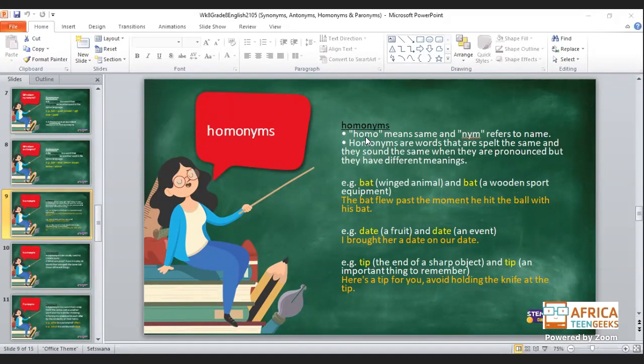Remember? So homonyms. Homo is our prefix, which means the same. Name will be our suffix, which refers to name. Therefore, homonyms means the same name. So if we could define it, we can say that homonyms are words that are spelled the same and they sound the same when they are pronounced, but they have different meanings. Okay, let me look in the chat, see what you say about it.